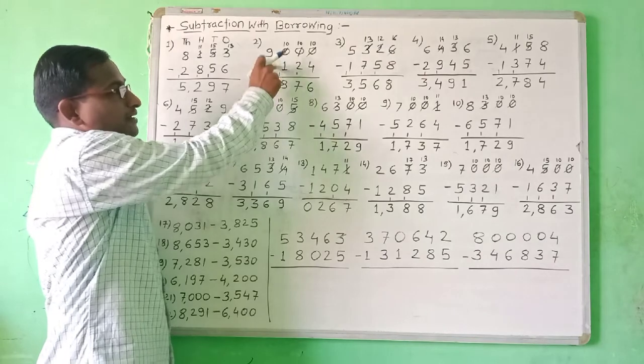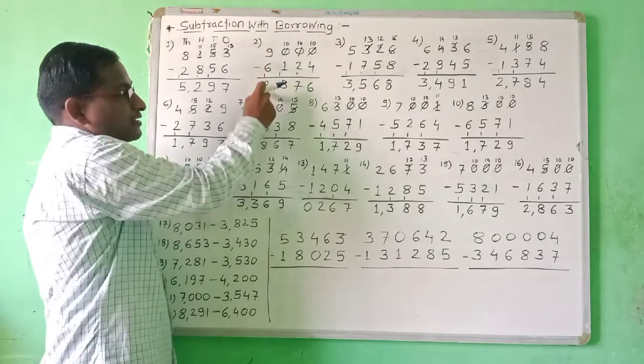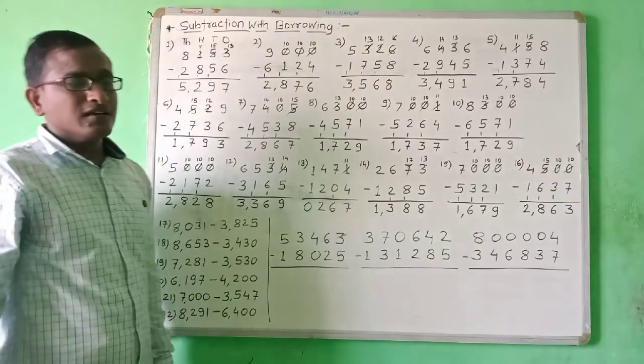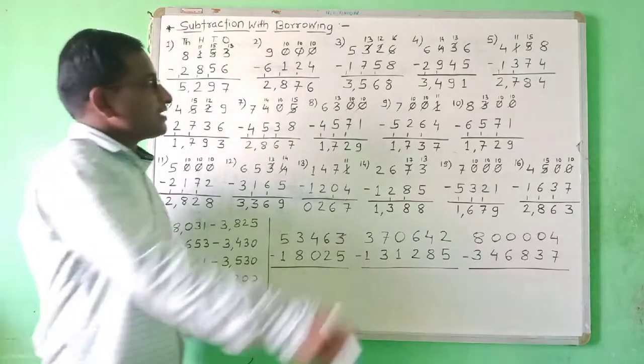1 plus 6, 7, and 9 minus 7 is possible. 9 minus 7 is 2. So your answer is 2876.